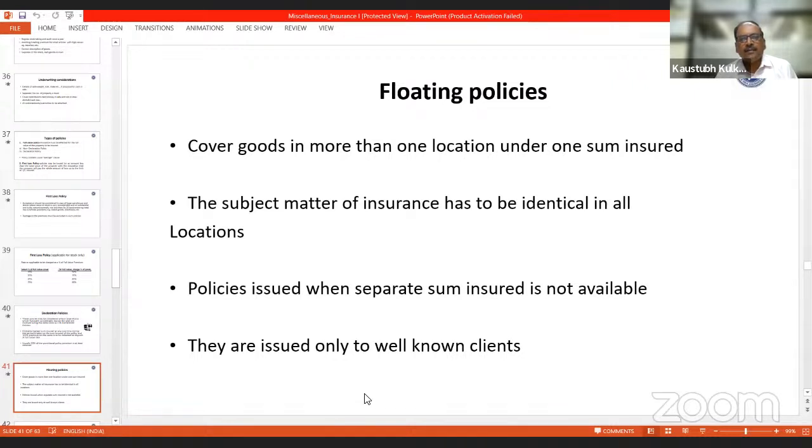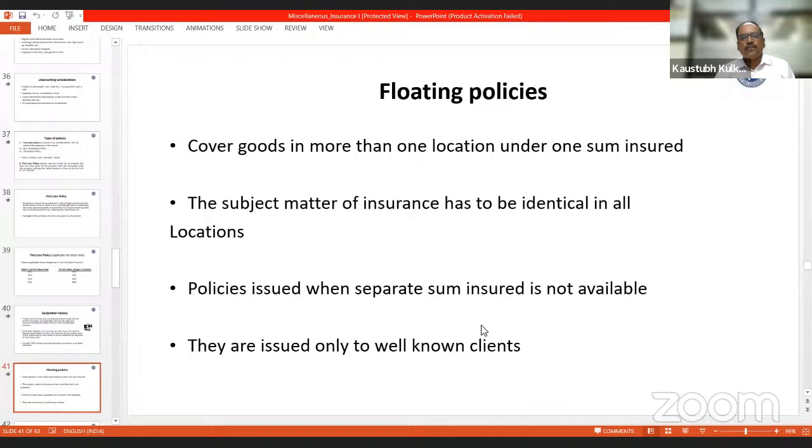A textile businessman, when he is opting for a floating policy, the stock which is stored in the godowns of Mumbai, Delhi, Hyderabad, Chennai has to be of textile goods only. He cannot have stock other than the textile goods because the subject matter of insurance has to be identical, and those are to be identical in all locations.